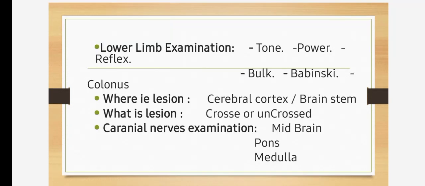Do motor system examination of the lower limb. Tone will be increased, power will be 2 by 5, reflexes will be increased, Babinski positive, and clonus will be positive. Now identify where the lesion is, in the cerebral cortex or brainstem, and what the lesion is, crossed or uncrossed.